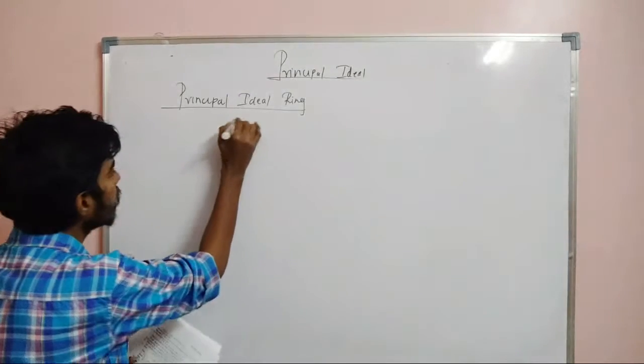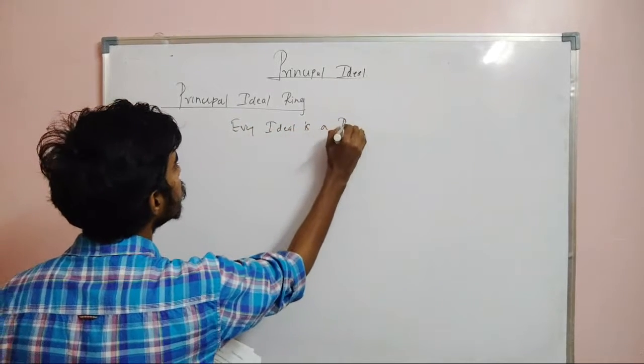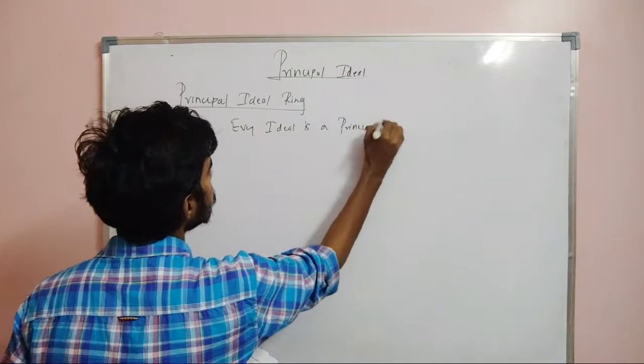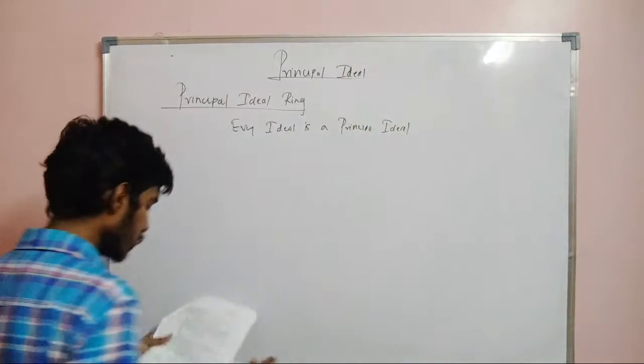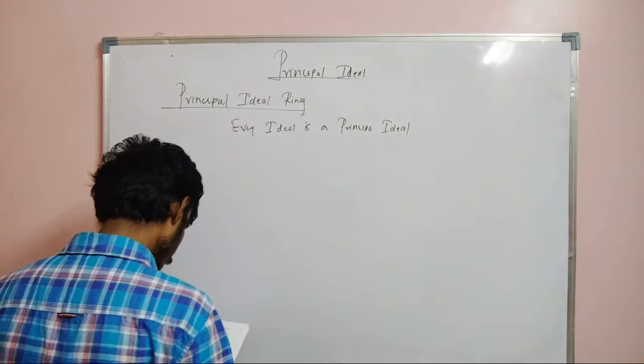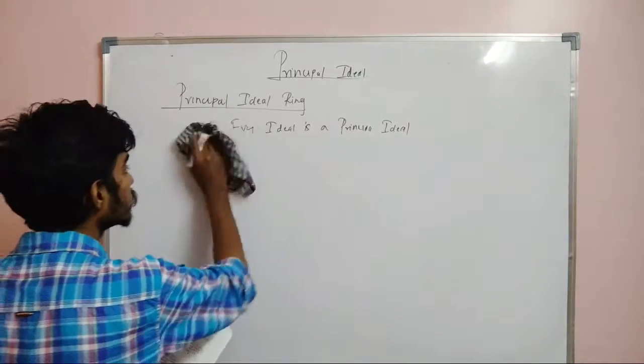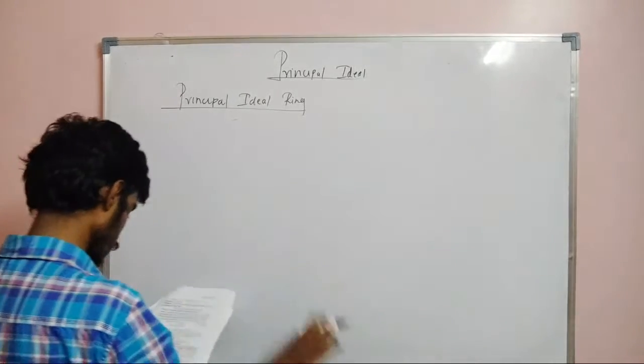That is, every ideal is a principal ideal. Every ideal is a principal ideal. So let R be a commutative ring without zero divisors and with unity. It is a principal ideal ring if every ideal is a principal ideal. So we will define it correctly.